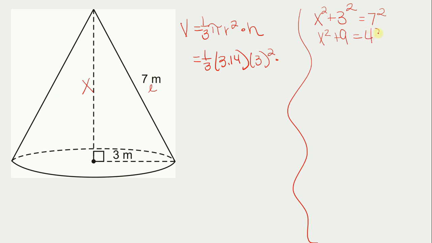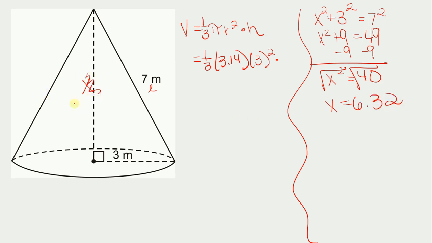So x squared plus 9 equals 7 squared. That's 49. Solving for x squared, subtract 9. x squared equals 40. So square root both sides. The square root of 40 is approximately 6.32, roughly. So that is the height of my cone, 6.32 meters. So I can multiply by that for my height.